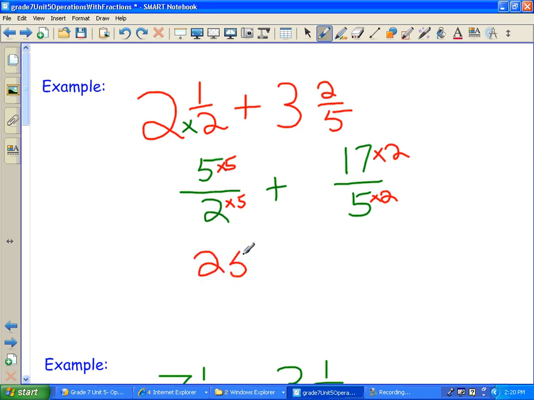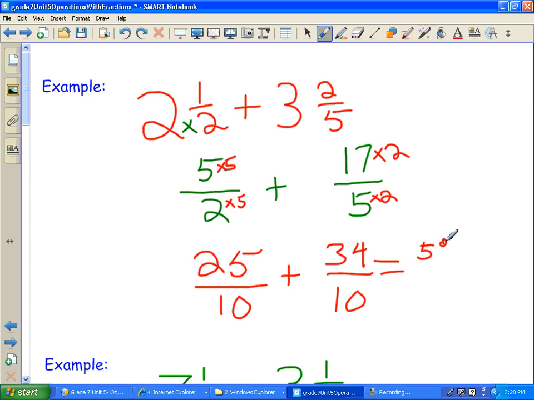So I've got 25 on the top, 5 times 5, and of course 10 on the bottom, plus 2 times 17 is 34, and the bottom is 10. Add them together, and I get 59 over 10. How many times will 10 go into 59? And the answer is 5 times, because 5 times 10 is 50, and I have 9 left over out of 10. So the answer is 5 and 9/10.